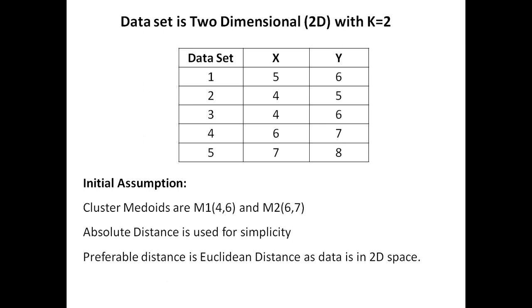Initial assumption. As we want to divide the data into two clusters, we initialize our initial assumption about the two clusters as (4, 6) and (6, 7). Absolute distance is used for simplicity. The preferable distance is Euclidean distance, as data is in two-dimensional space, but only for calculation purposes we are using the absolute distance.